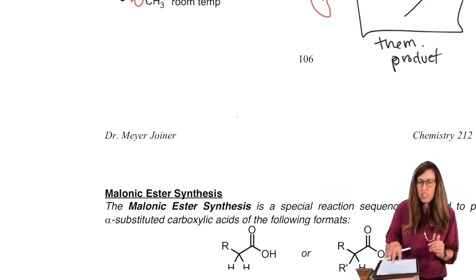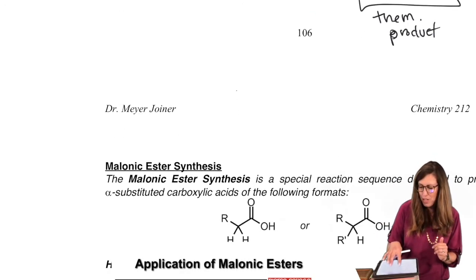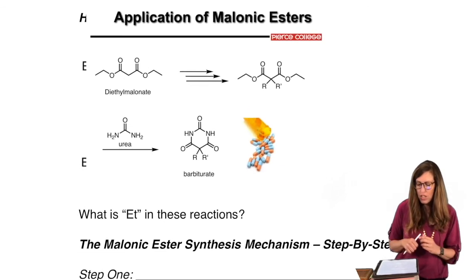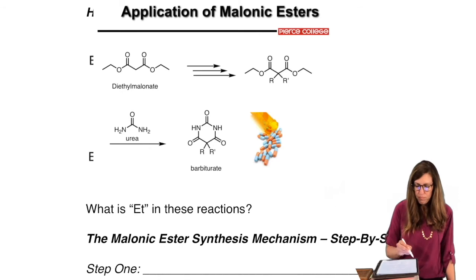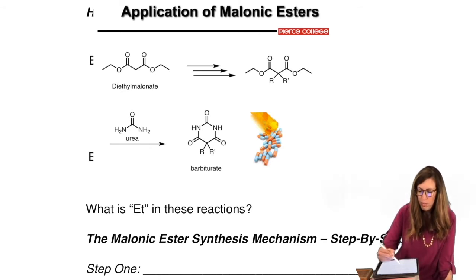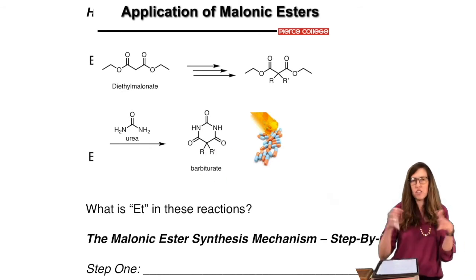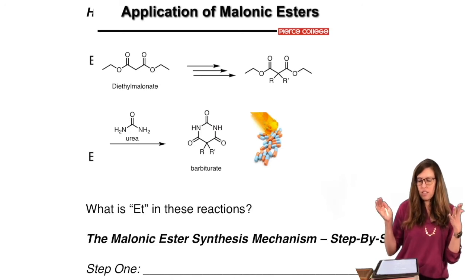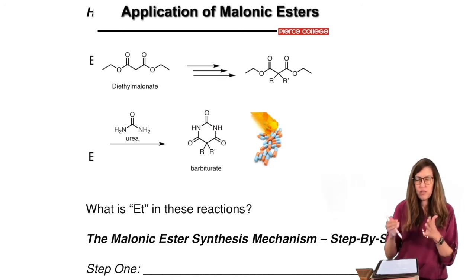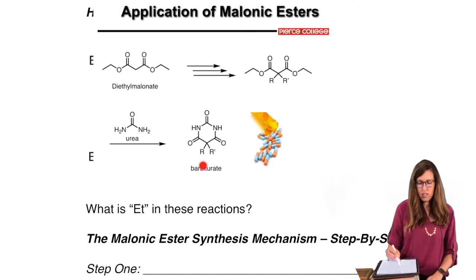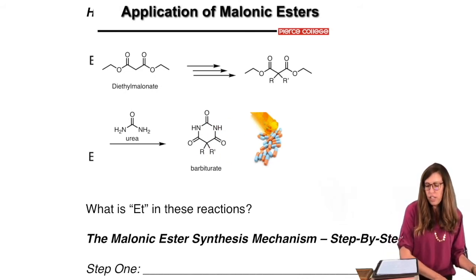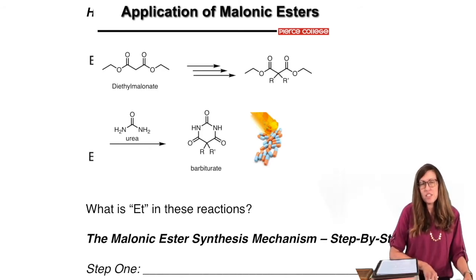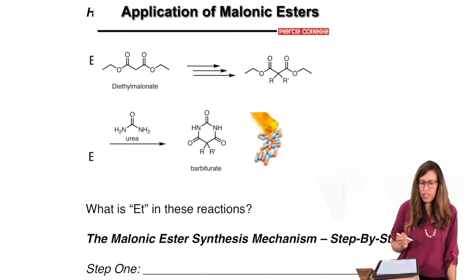And actually what I'll do is I'll tell you the application of malonic esters. They're good precursors, with the addition of urea, for barbiturate synthesis. So that's why you're going to learn this really highly specialized synthetic series of steps. It's a big, well-known series of steps for the pharmaceutical industry. There's actually two such syntheses in your book: the acetoacetic ester synthesis, and same with the malonic ester synthesis.